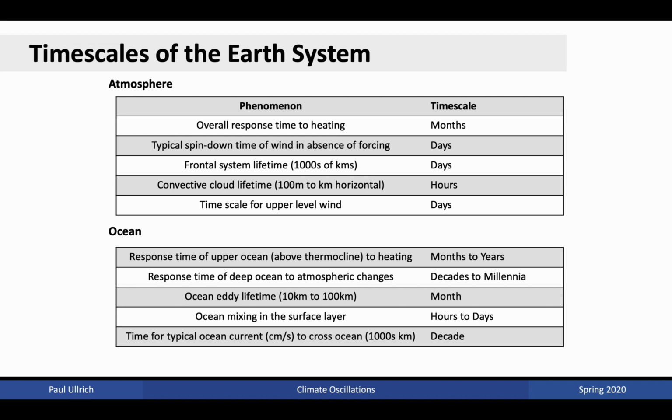The ocean eddy lifetime is on the order of months, ocean mixing in the surface layer is on the order of hours to days, and the time for a typical ocean current in order to cross the ocean is on the order of a decade. So, again, a very slow process. Contrasting these two, it is very clear that the ocean adjusts much more slowly than the atmosphere.